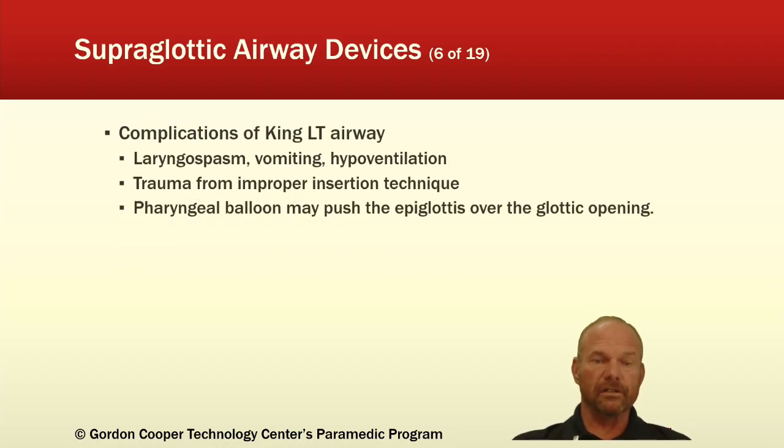Some complications: laryngeal spasm, vomiting, hypoventilation, those are all things that can happen secondary to these devices. There can be some trauma from improper technique. So the surrounding tissues and the airway, both of those can get some trauma if we're not doing it properly. And then there is some ventilation difficulty from the balloon placement. So the pharyngeal balloon can sometimes push the epiglottis over the glottic opening, obstructing airflow. If that happens, just gently withdraw it slightly until the ventilation improves.